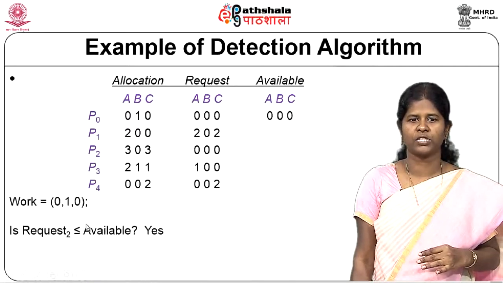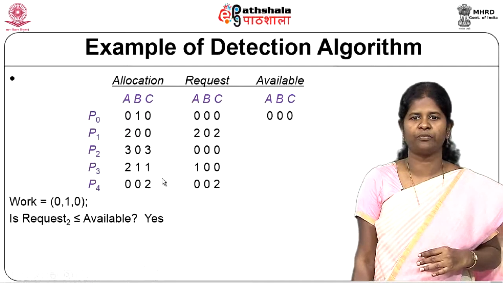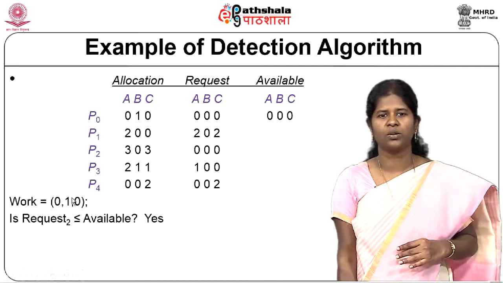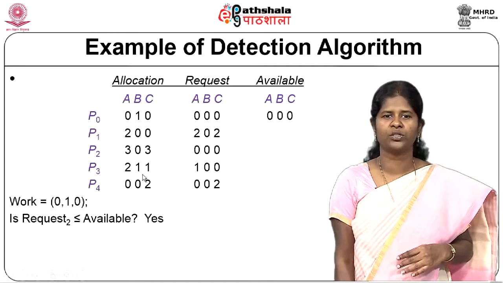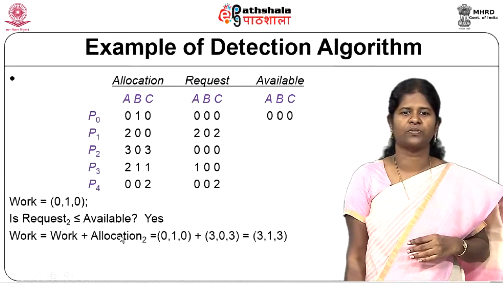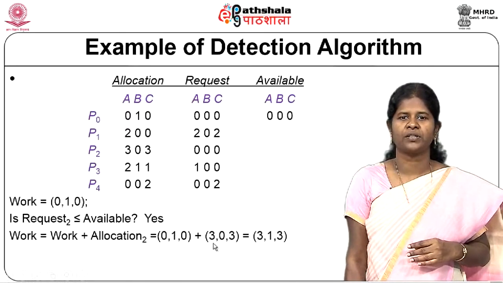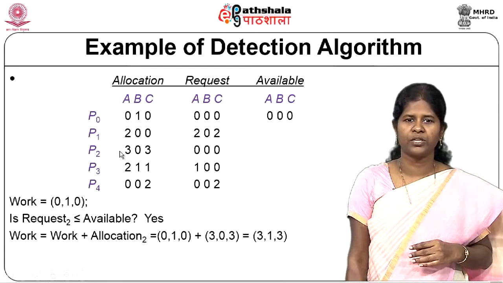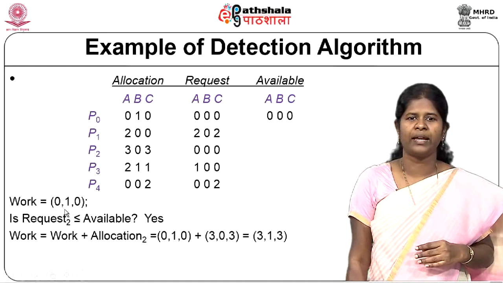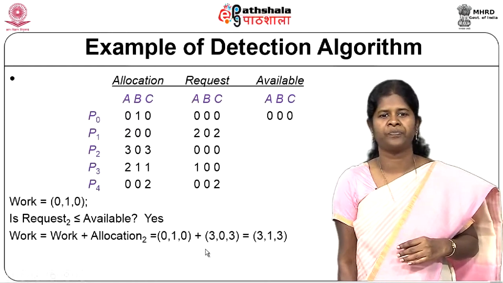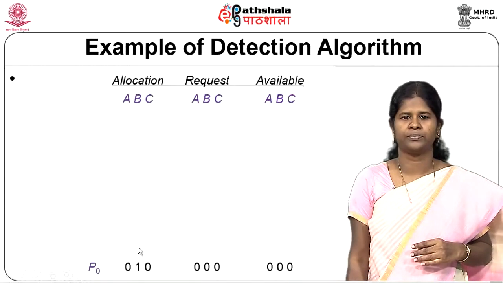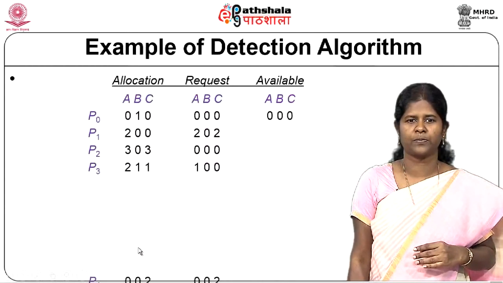We check the next process P2. We check if the request of P2 is less than or equal to what is available. P2 has no request. So, whatever is allocated to P2 will also be added to what is currently available. So, work is equal to work plus allocation of P2. So, it becomes what is allocated to P2, that is 3 0 3. So, that is also added, and hence this becomes 3 1 3. So, what would be available in future is 3 1 3, and then we check the next process.